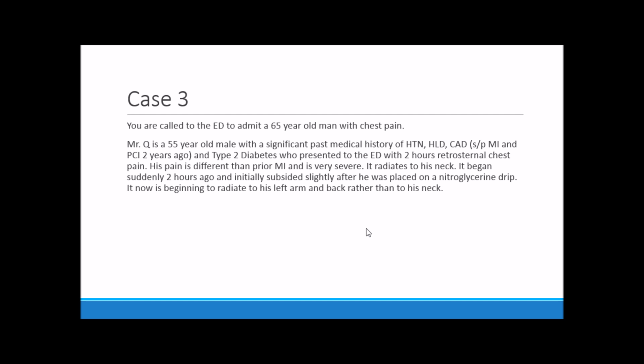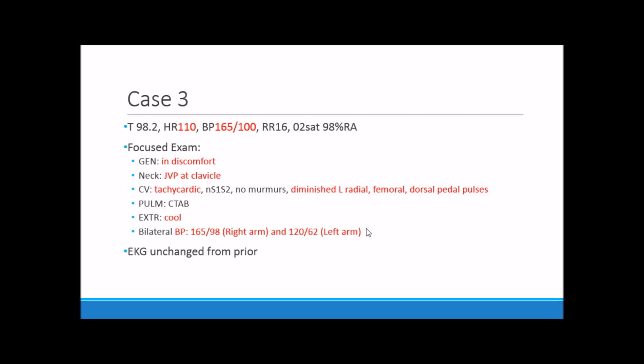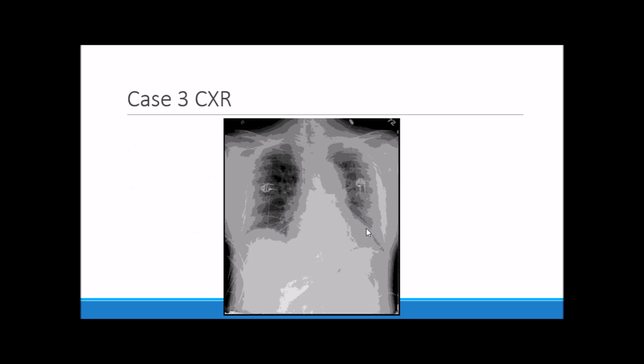Is a big 7 on your list? What is the big 7 you're worried about? Dissection. Okay. So he's tachycardic, he's hypertensive, he's in discomfort, he has JVP, he has diminished left-sided pulses. His extremities are cool, and he has a blood pressure differential. We still thinking dissection? Yes, we are. Okay.